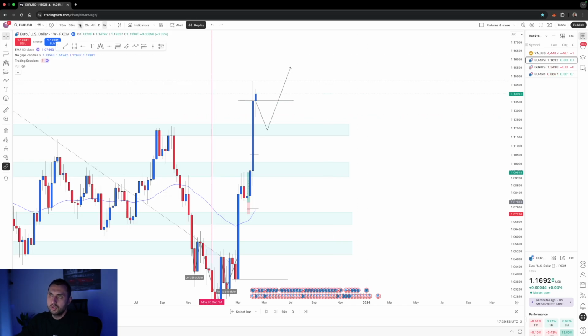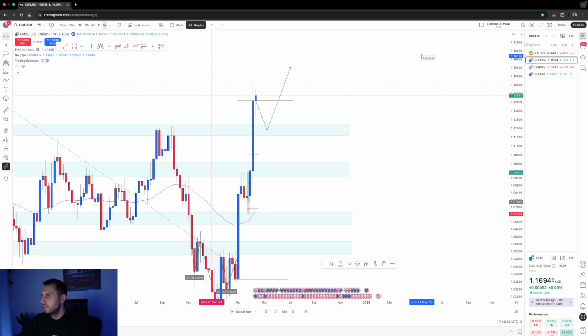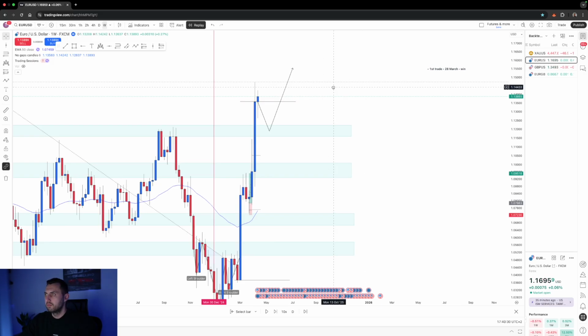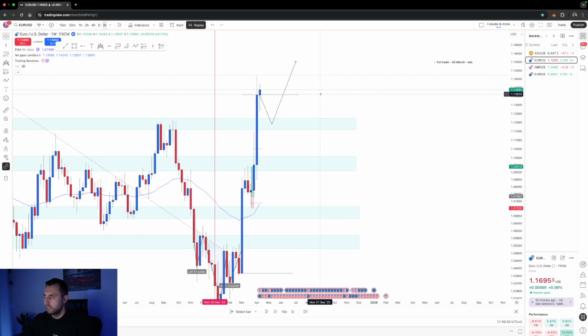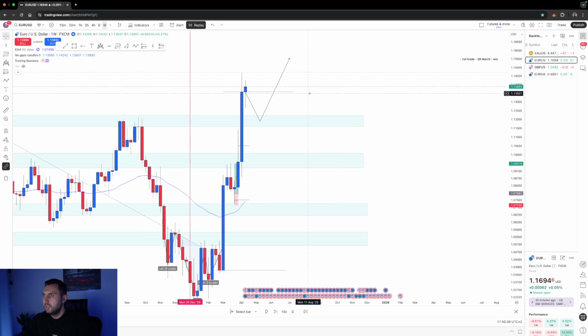So where should I mark it? What should I write here? Yeah. First trade 28 March week. Let's write it like this. Simple. Yeah, okay. And I will move this along with me, just to see how many trades we had in the last year on EURUSD from my perspective, from my way of trading. Okay, so let's see what the price is doing.